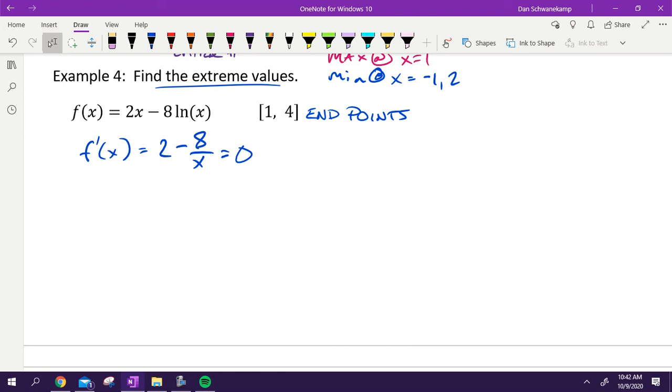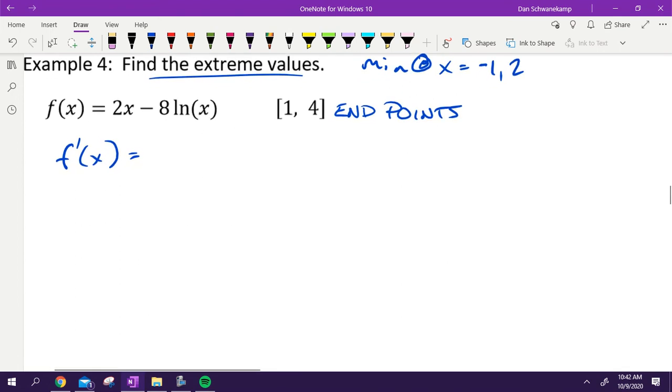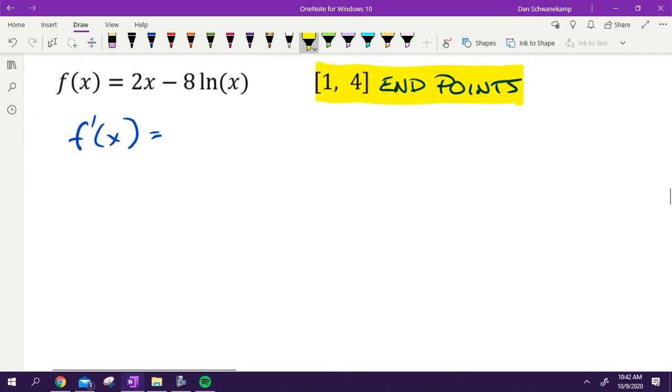We are finding the extreme values. Okay, to find extreme values, where do extrema happen? Endpoints and critical points. I got endpoints. Here are the endpoints, 1 and 4. Now I want to find critical points. Where do critical points happen? Where the slope, the derivative, is 0 or undefined. Derivative is 0 or undefined. So let's do that real quick.